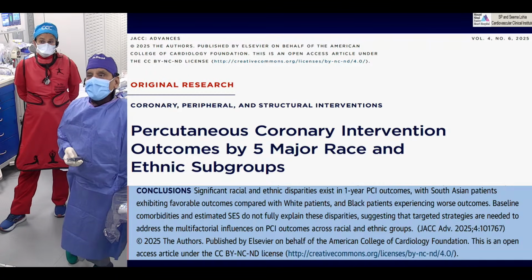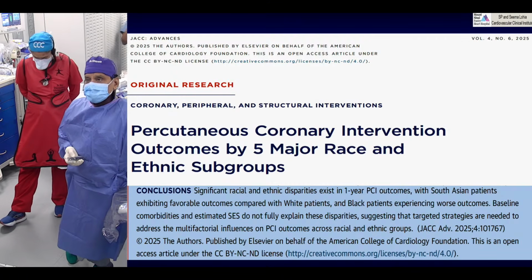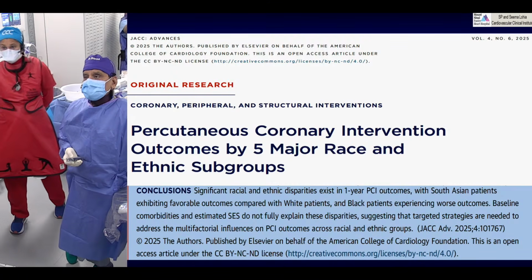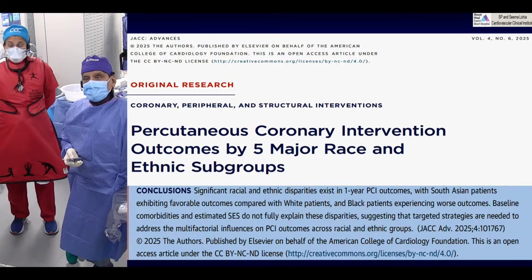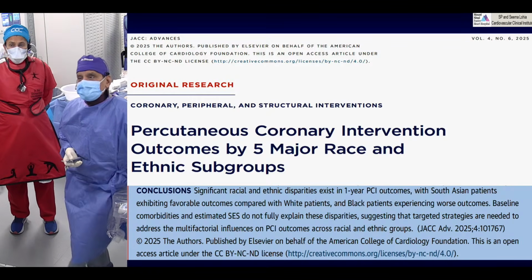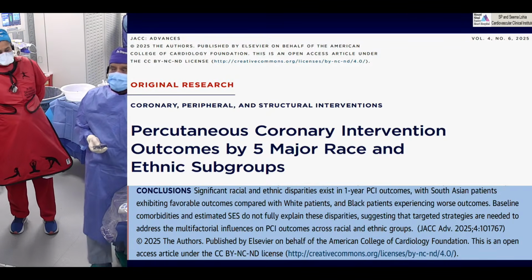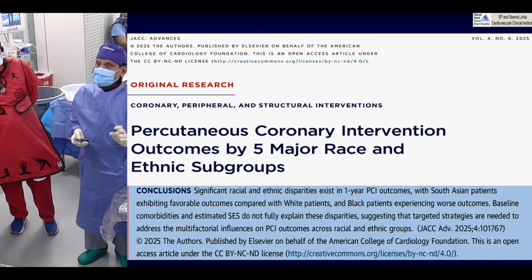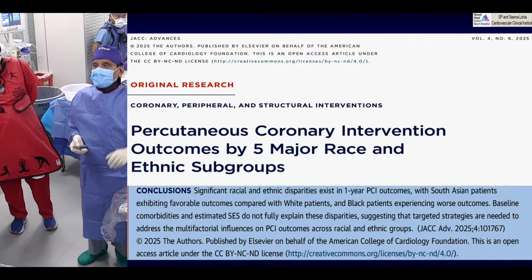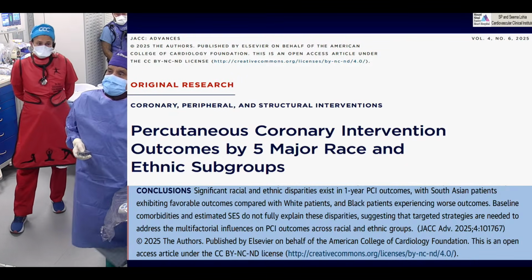So significant racial and ethnic disparities exist in 1-year PCI outcomes, with South Asian patients exhibiting favorable outcomes compared with white patients, and black patients experiencing the worst outcomes. This is the first time ever shown that South Asians have a better outcome than the other groups.